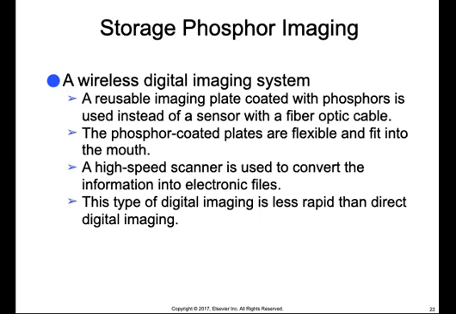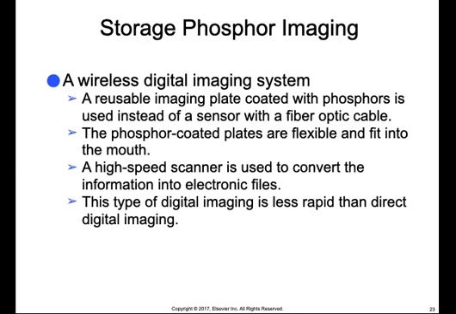Storage phosphor imaging is basically a wireless digital imaging system that uses a reusable imaging plate coated with phosphors instead of a sensor with a fiber optic cable. The phosphor coated plates are flexible and fit into the mouth, much like a conventional film does. A high speed scanner is used to convert the information into electronic files.